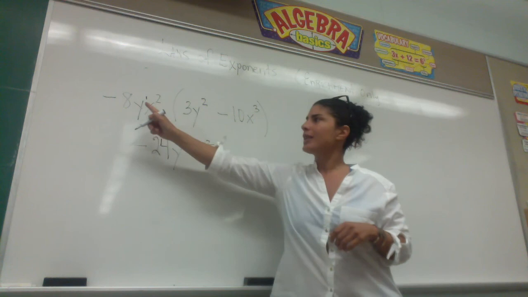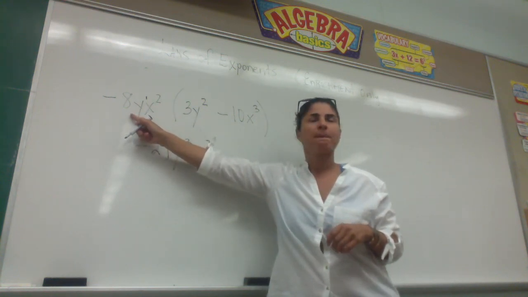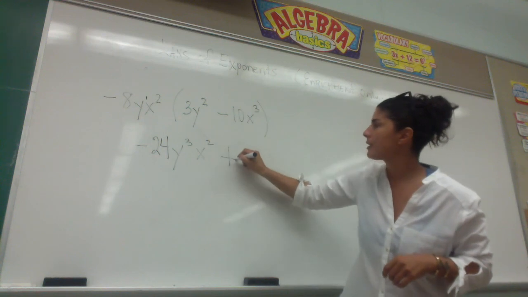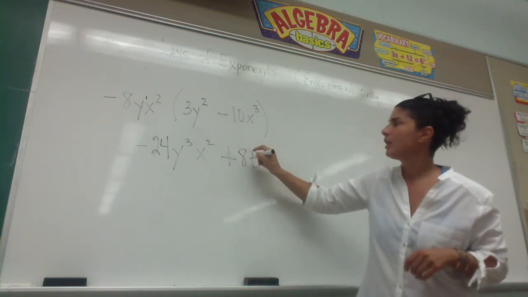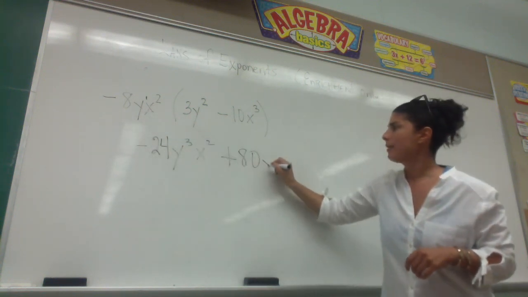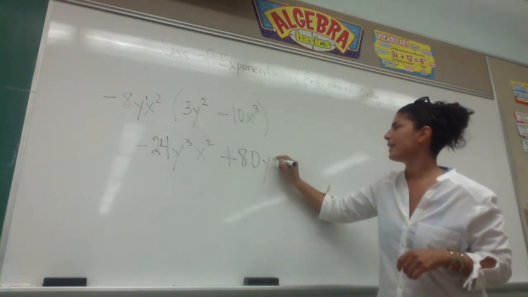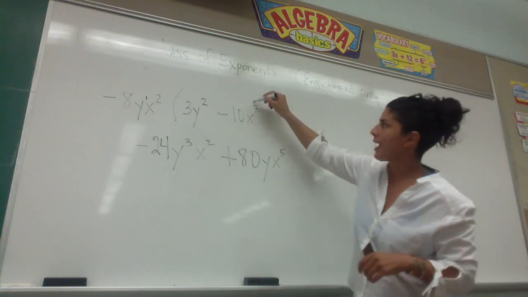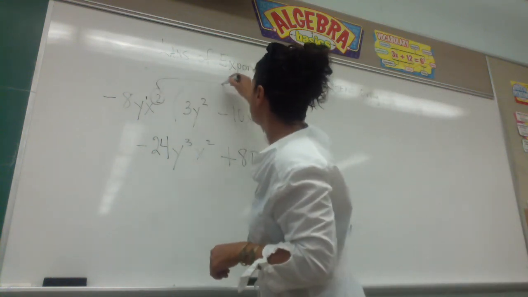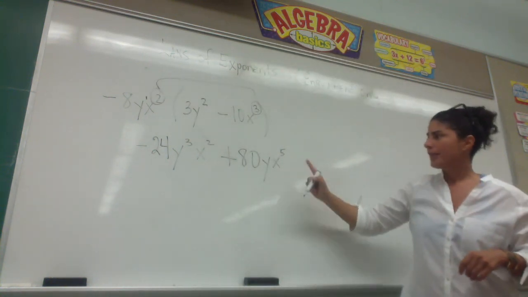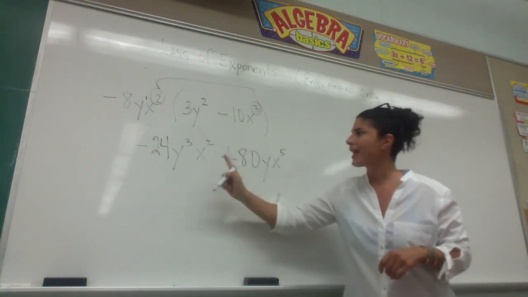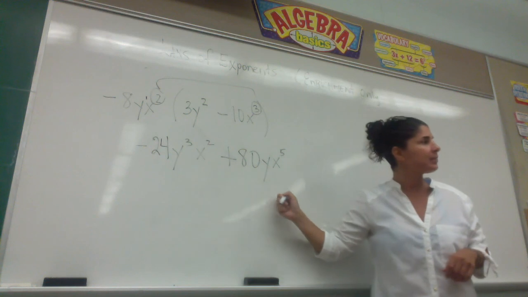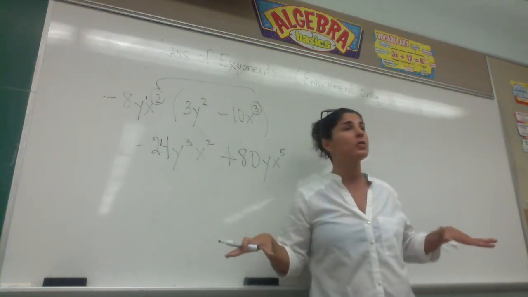And now I'm going to do negative 8 times negative 10 gives me a positive 80. I only have 1 y. And how many x's? X to the 5th. I can actually add these two to the 5th. Can these be combined? Can I add these? Are they the same? Can I gather them? Can I simplify them? No way, Jose.